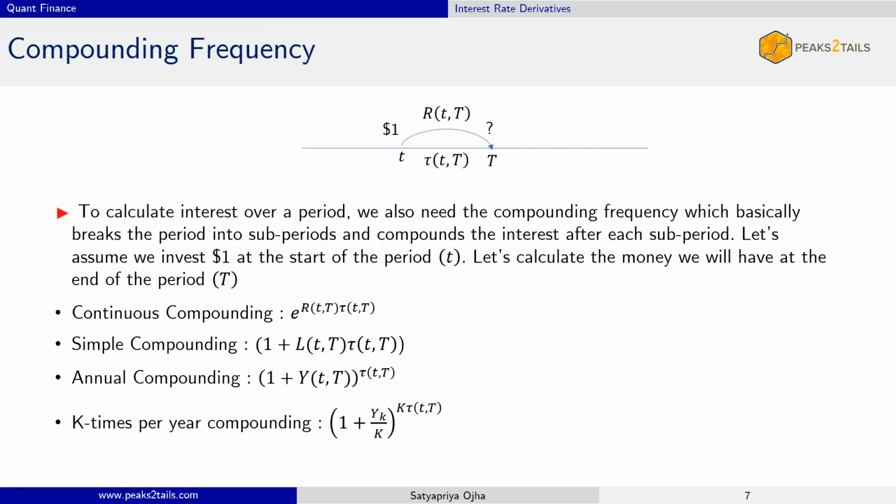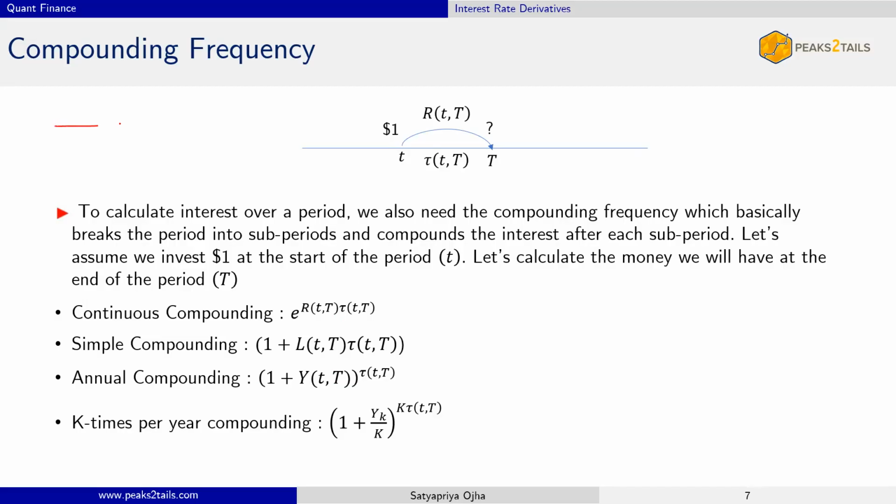Still on the building blocks of interest rates. The next idea is compounding frequency. That is also a key ingredient that you need to calculate the interest amount applicable for a period. Compounding frequency basically means how many times within that period you want to compound.